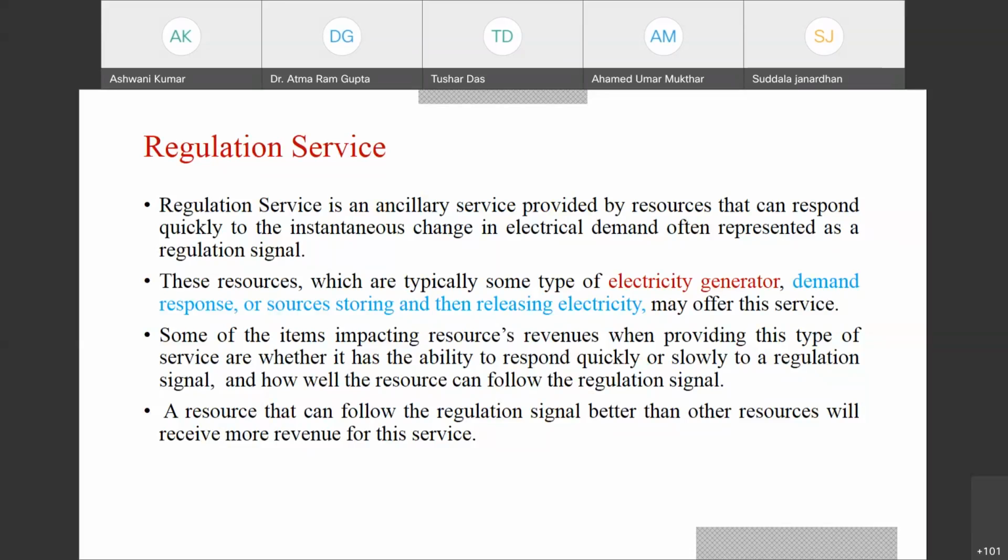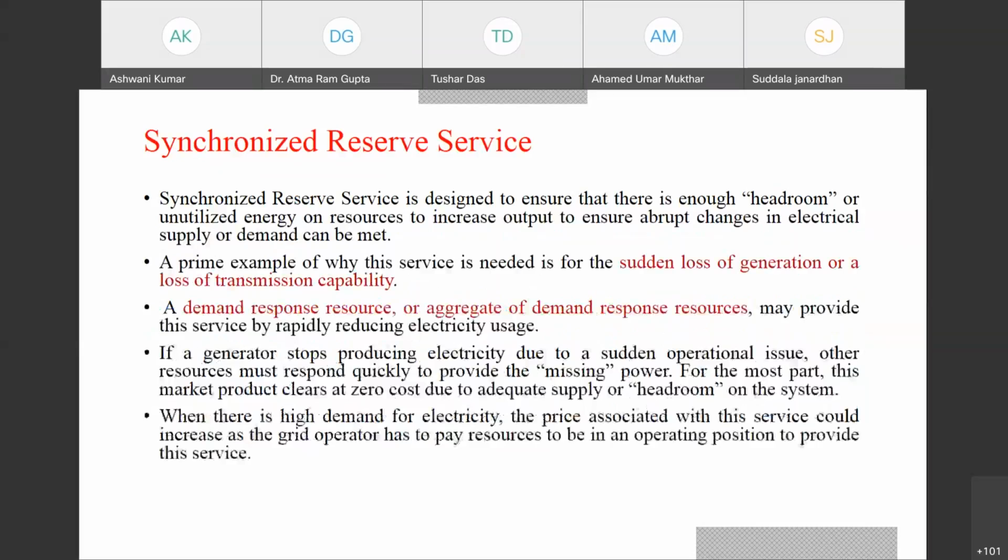So regulation service in terms of the frequency is very important. Synchronized reserve facility. Whenever there is sudden loss of generation or a loss of the transmission capability, we will not be able to take care of the additional power requirement under such a situation. So we have to have a demand response program, or aggregate demand response resources, so that the usage of electricity during that time is reduced, so that we can have better health parameters, voltage and control in our system. So this is called reserve, and it has to be there.